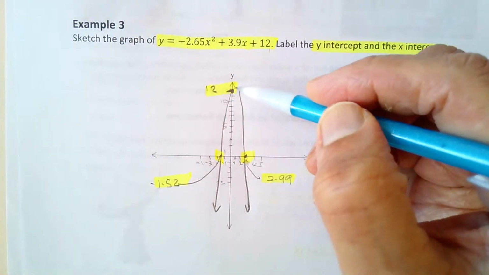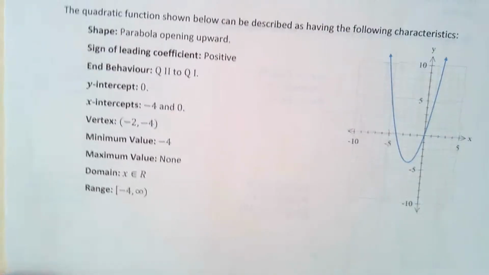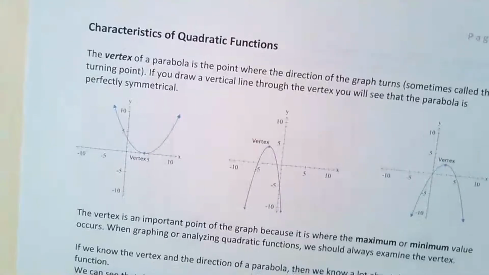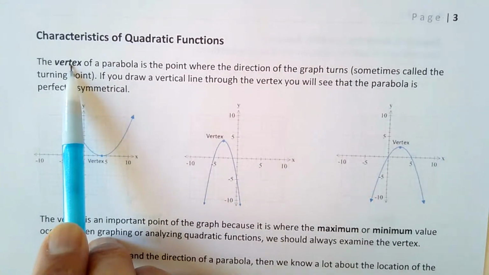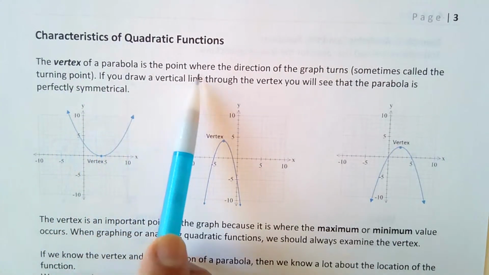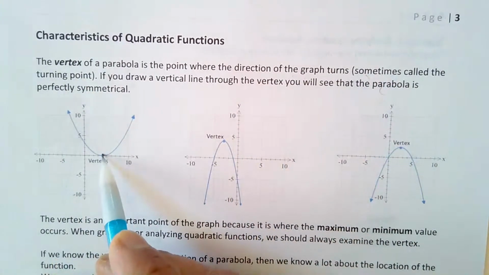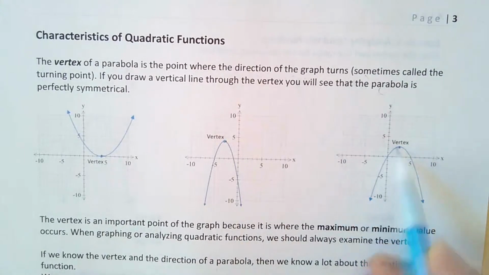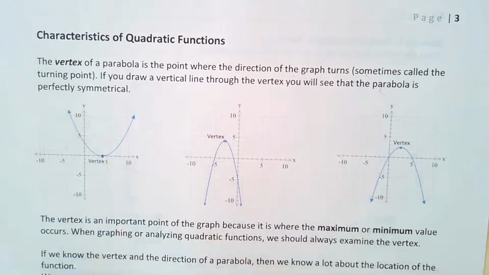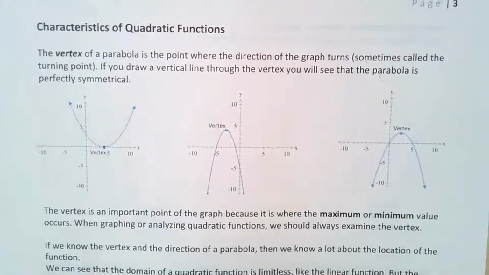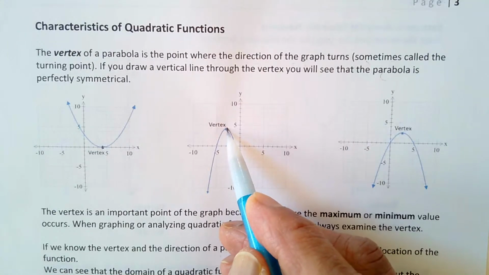Now, the graph is changing direction. At the point where it changes direction, it's called the vertex. So let's look at your notes here. One of the other characteristics of a quadratic is the vertex. So the vertex of the parabola is the point where the direction of the graph turns, something called a turning point. So this is a turning point here. If the graph is going up, the turning point is the lowest point, or we say it's the minimum point. If it's going down, the turning point is the maximum point.